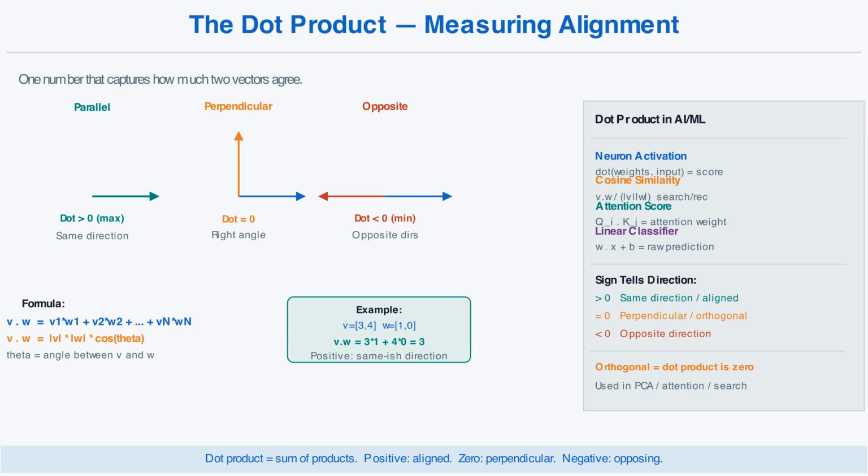When they point in opposite directions, the cosine is -1, and the dot product is at its most negative. In a neural network, every single neuron computes a dot product between its weight vector and the input vector. That result is the neuron's activation. In transformer models, the attention score between two tokens is the dot product of their query and key vectors. In search systems, relevance is cosine similarity, which is the dot product of unit vectors. The dot product is the engine of modern AI.